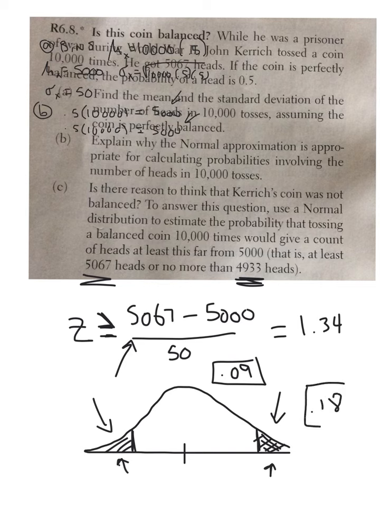altogether. So what does that tell us? Well, there's an 18% chance that this would happen if it was a balanced coin. So 18, that seems pretty high. I think that this coin is balanced. There you go.